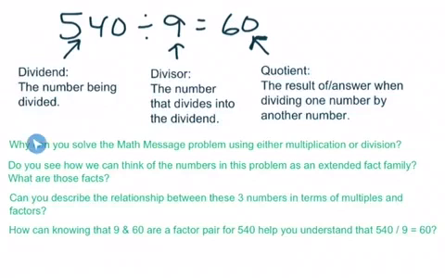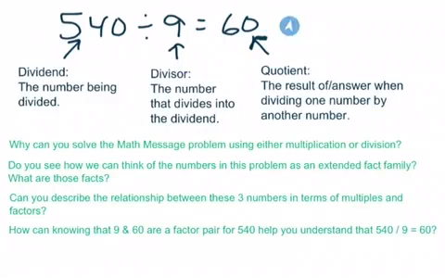Okay, some questions to ask. Once you get all this down, some questions to ask you. Why can you solve the math message problem using either multiplication or division? Why does that make sense? It does. Tell me why you think so. Write this in your notes. Do you see how we can think of the numbers in this problem as an extended fact family?